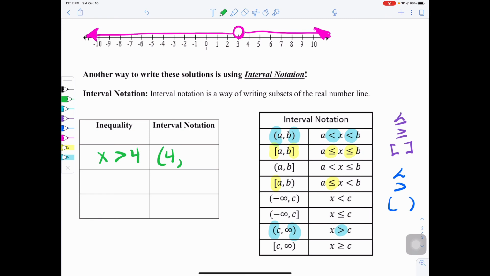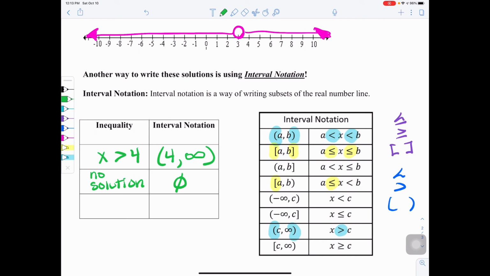Now, for the ones where it can continue going on forever, as long as it's greater than 4, we put the infinity symbol, and there's always a parenthesis around the infinity symbol. You're never going to be able to include it because it goes on forever and ever. Another one I want to specifically talk about is no solution, since that is not in the chart. We taught you how to do set notation with no solution, and we talked about a symbol that looks like this. This symbol is exclusively used when we use interval notation.